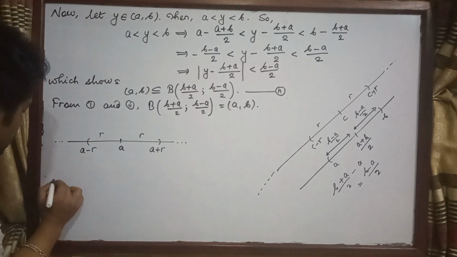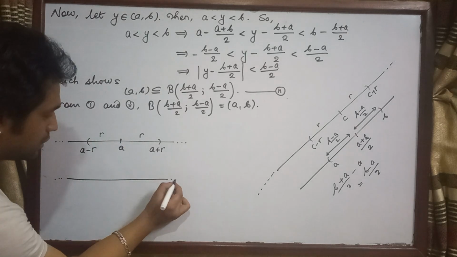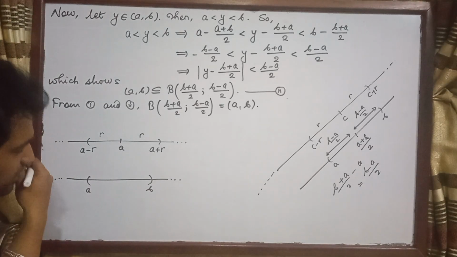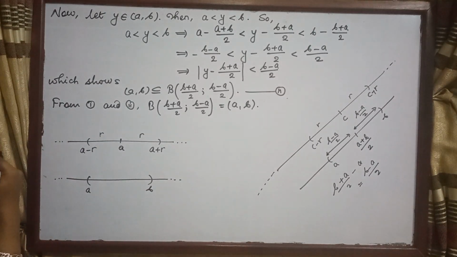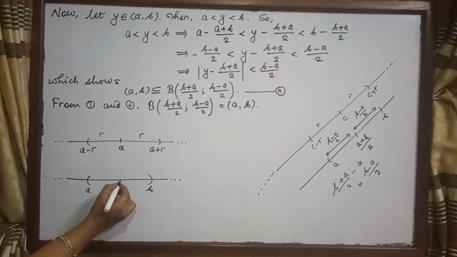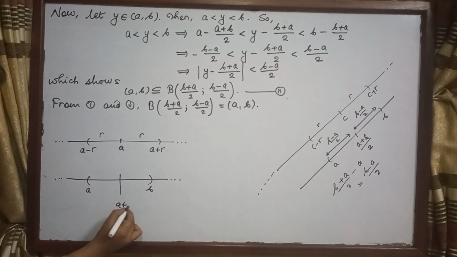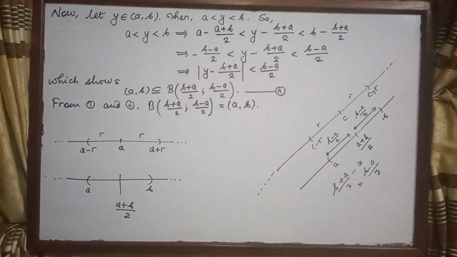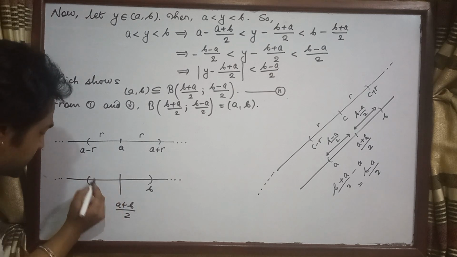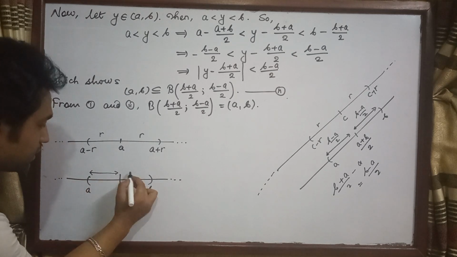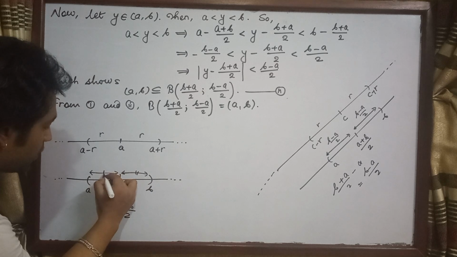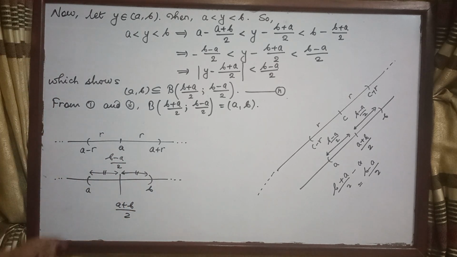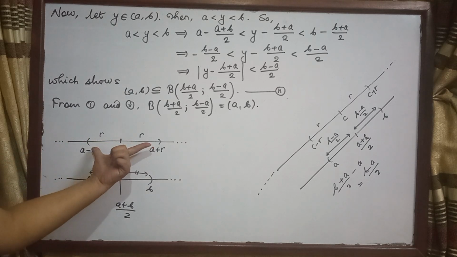On the other hand, we're given an open non-degenerate interval (a, b), and we take the midpoint, (a+b)/2, as the center. Since this is the midpoint, this length and this length are equal, and they both equal (b−a)/2. So we have a similar scenario as in this case.